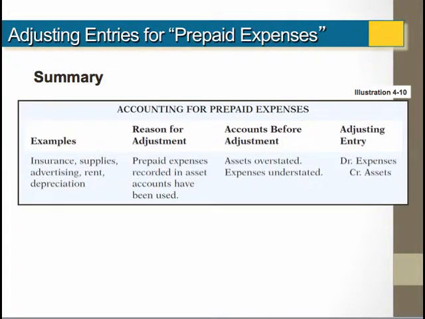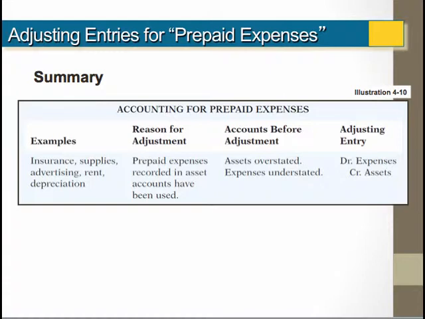In summary, prepaid expenses are deferred expenses. We pay for the benefit in advance and then we use it over a period of time. At the end of each accounting period, we need to take a look at these deferred expenses to determine how much of the asset we've used up, and we need to make an adjusting journal entry so that we do not overstate the asset or understate the expense.